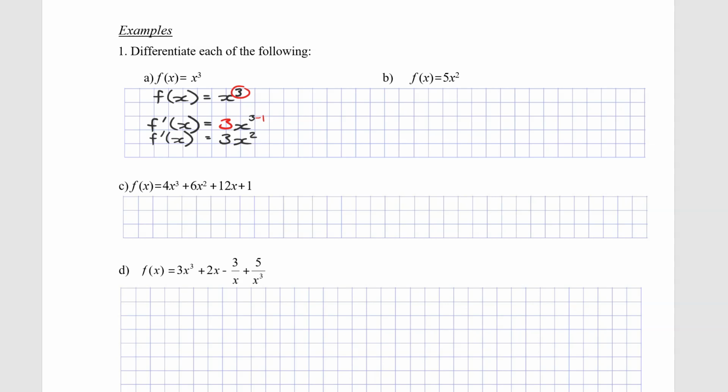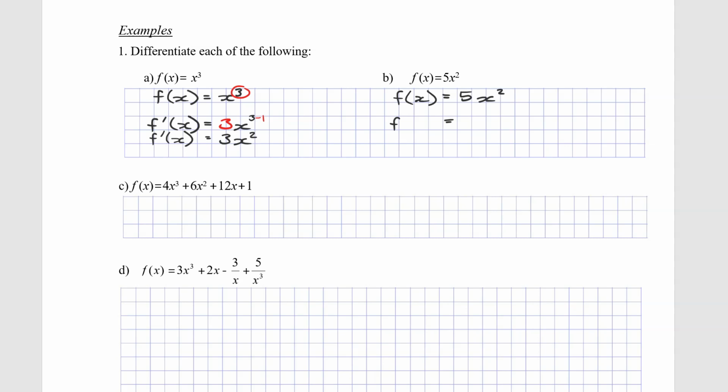If we use first principles, we'd end up with this result as well. So what we've managed to do is achieve what first principles would tell us, but in a matter of one line. Going across to b, we've got f of x equals 5x squared.